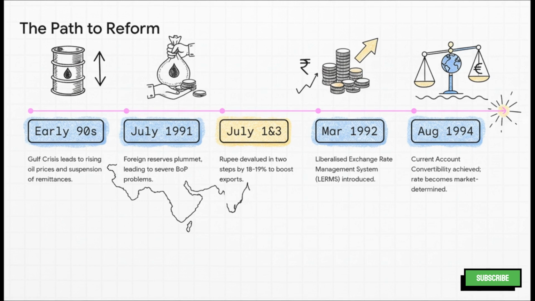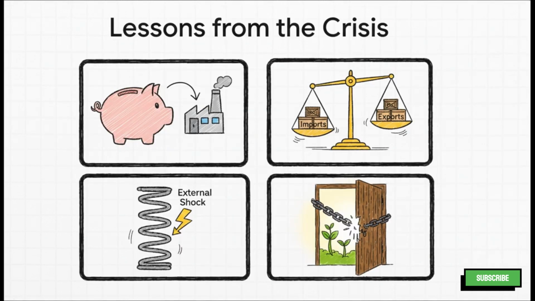With our reserves in a complete freefall, the government made a bold, drastic move in July 1991. It devalued the rupee by almost 20%. This was just the first step in a wave of reforms that would eventually lead India to a modern, market-based exchange rate system. So, what did we learn from this near catastrophe?